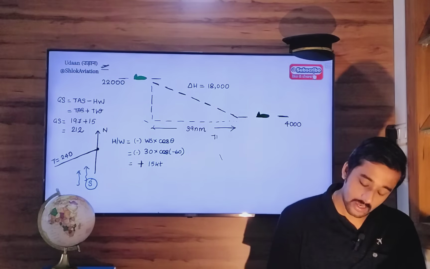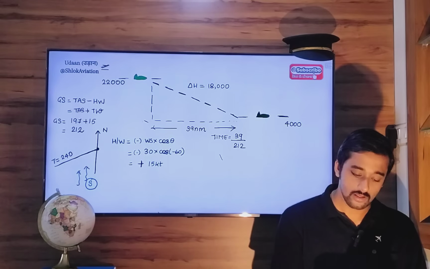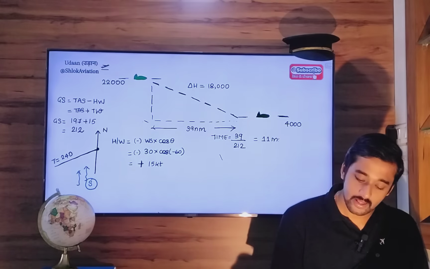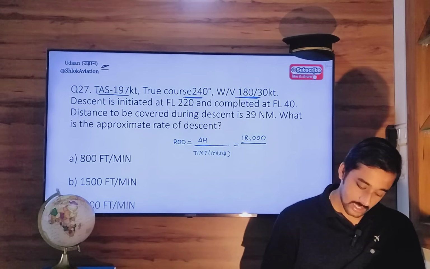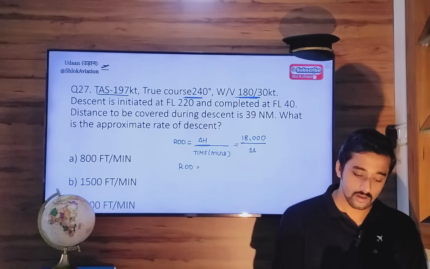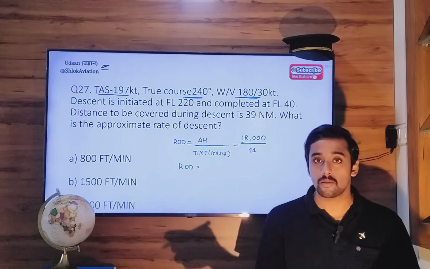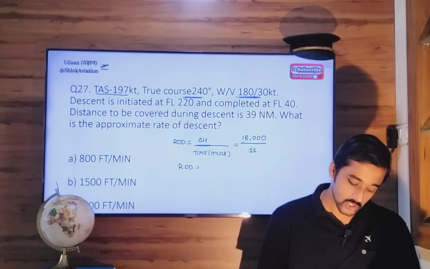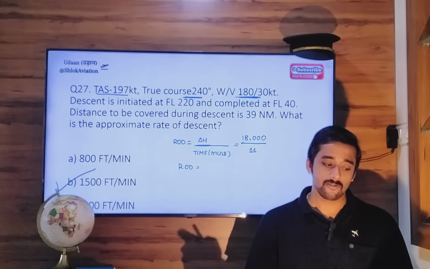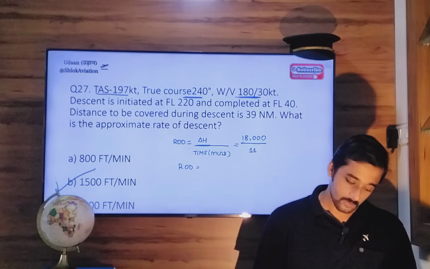So time taken will be 39 nautical miles divided by 212, that is 11 minutes. So rate of descent will be 18,000 divided by 11, that will be equal to 1,636 feet per minute. The closest option here will be option Bravo. You cannot fly 1,636 accurately. The closest number will be fly 1,600 feet per minute or 1,500. So option Bravo. Next.